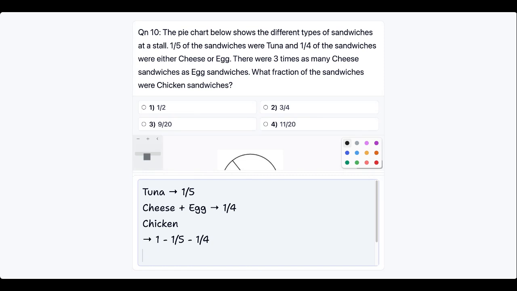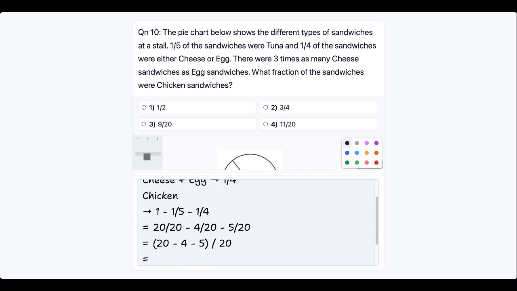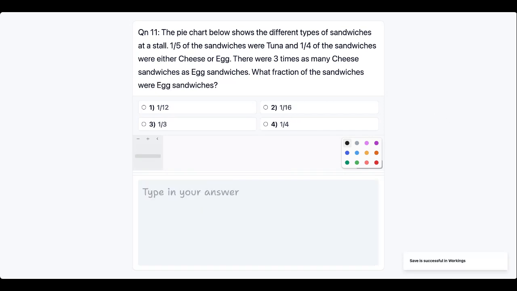So this will then be 20, right? So 20 over 20 minus 4 out of 20 minus 5 out of 20. Okay, so it's 20 minus 4 minus 5, and this will then be out of 20. So 20 minus 4 minus 5 will be 11 out of 20. Okay, so the answer to this question is option number 4. So it's here, 11 out of 20. All right, that's it. Let's move on to the next question.